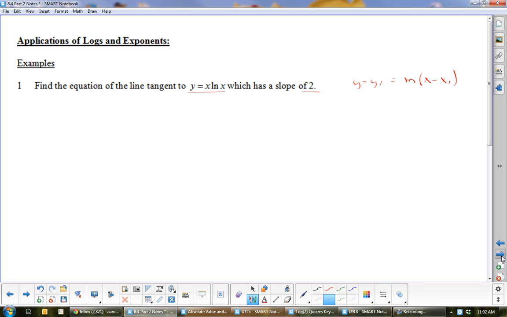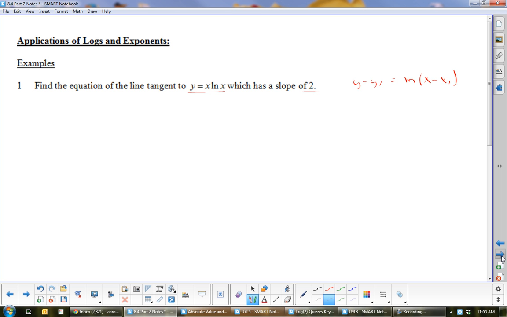I already know m, but I don't know x. And because I don't know x, I don't know y. So I'm missing two things. But if I find the derivative of my equation, I make that derivative equal to 2, I can find x. Once I find x, I can put it back into the formula and find y. Okay, so let's do the derivative.